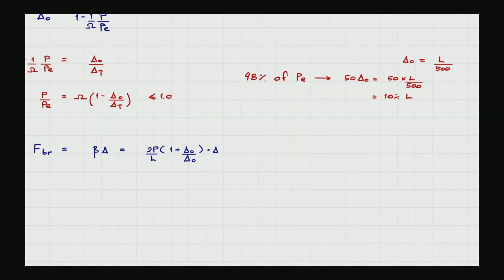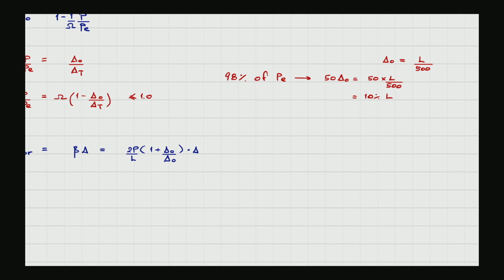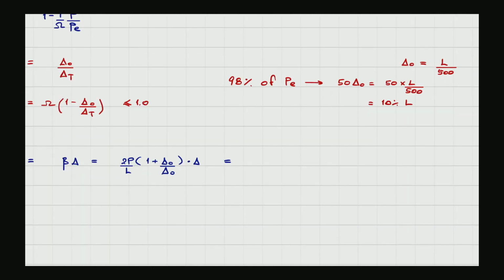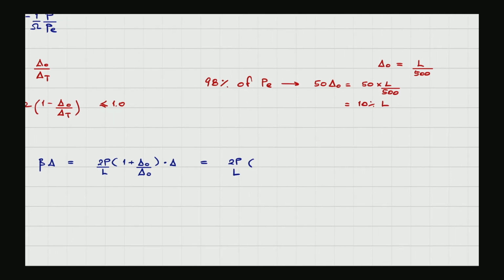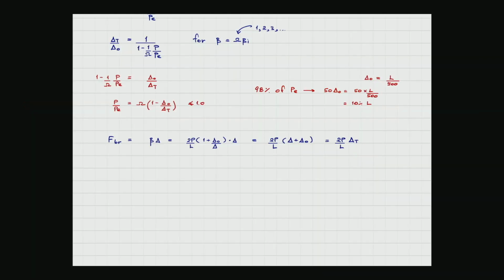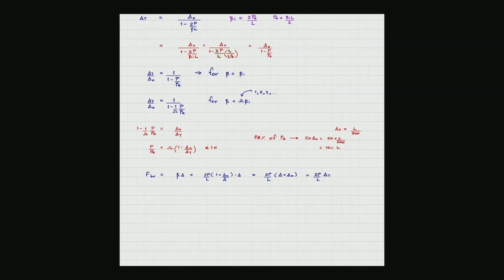So, okay, this is expanded out a little bit. 2p over L, and this is just the delta plus delta naught, which is equal to 2p over L times delta T. And delta T is given from above.